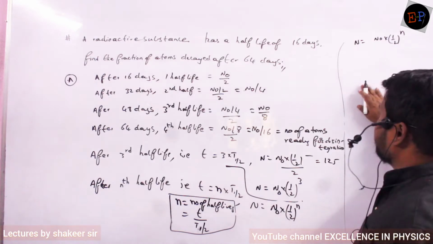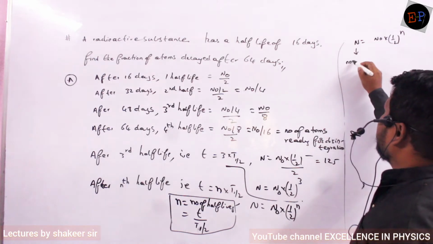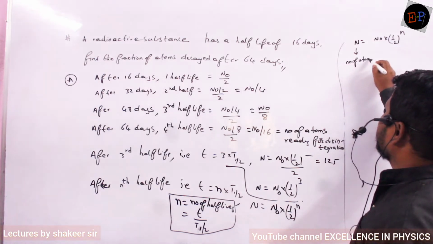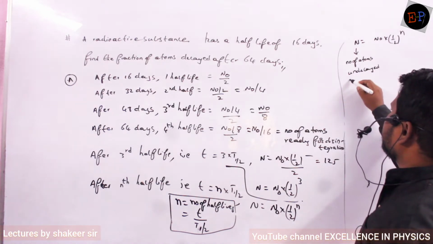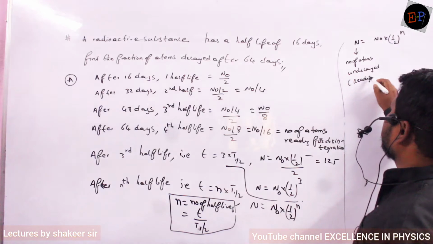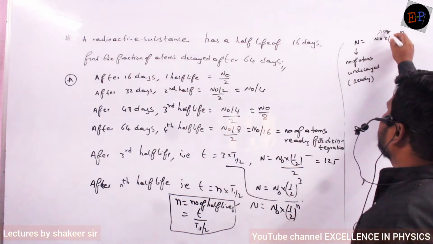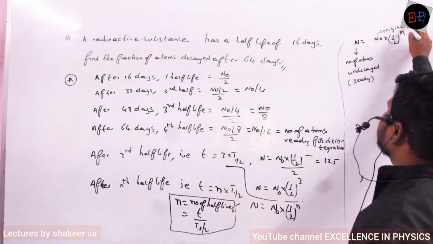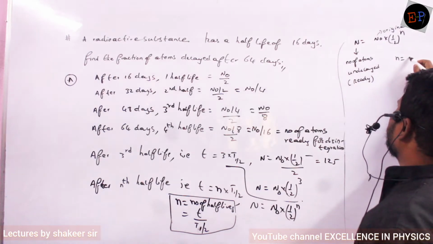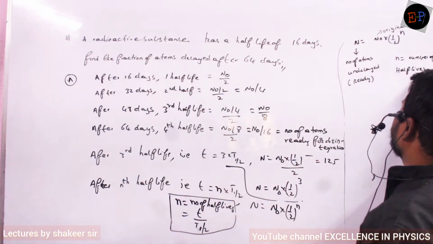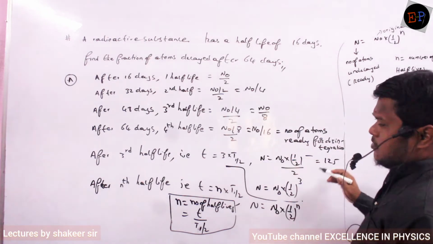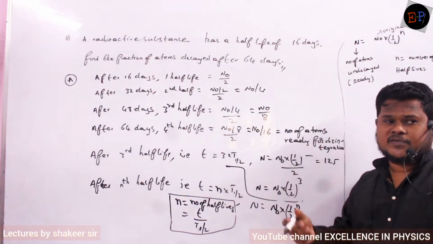Okay, this is the equation, no? What is N here? Number of atoms undecayed, which are ready for disintegration. N naught means the original number of atoms. And n means the number of half-lives. So, 1 half-life, 2 half-lives, 3. How many half-lives are gone?